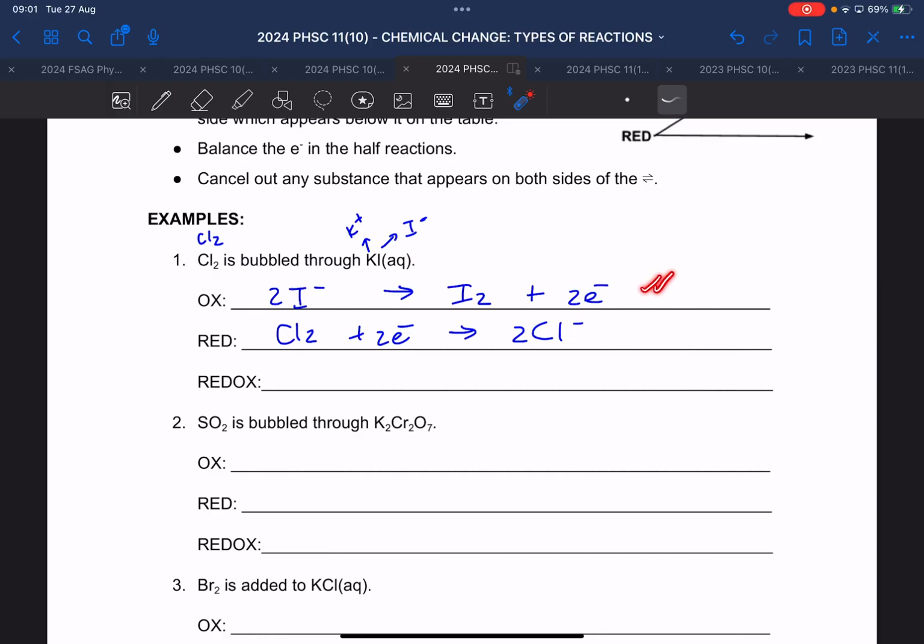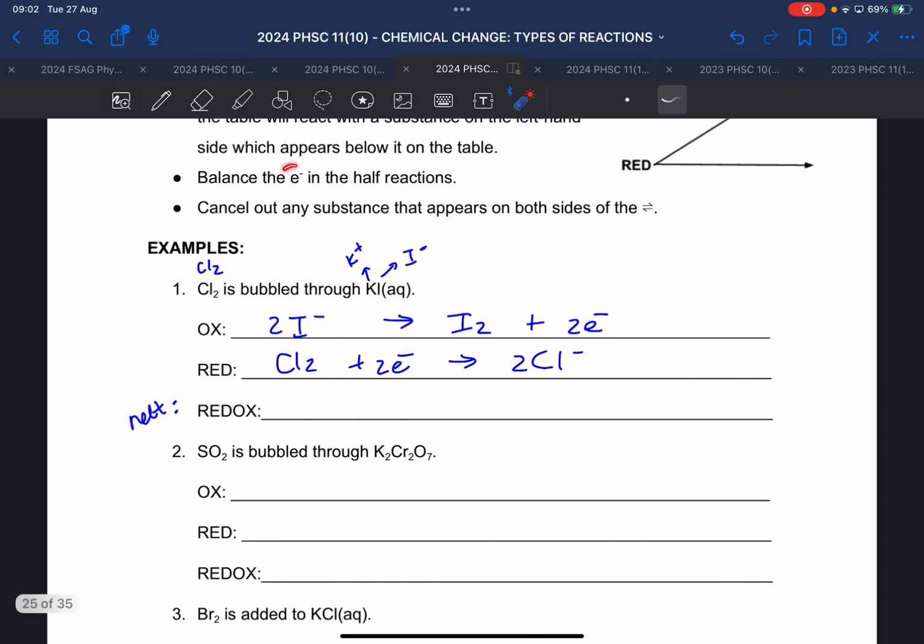1, 2. Easiest chapter in your life. 2 marks for copying something from table 4B. Now, to write the redox reaction or the net reaction, you first have to balance the electrons. Here we have 2 electrons, here we have 2 electrons. Do they cancel out? Yes, they do. Alright, and now we're going to write the net reaction.